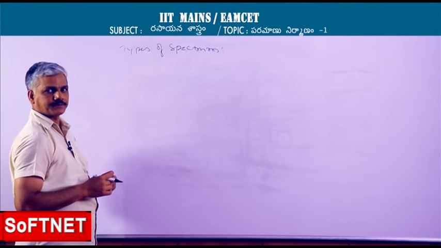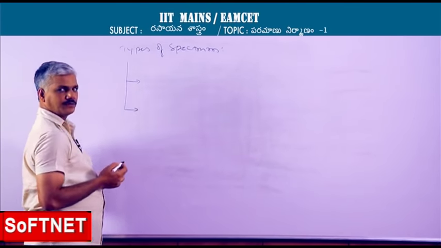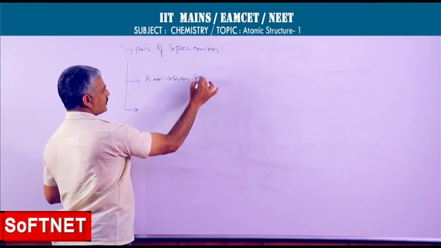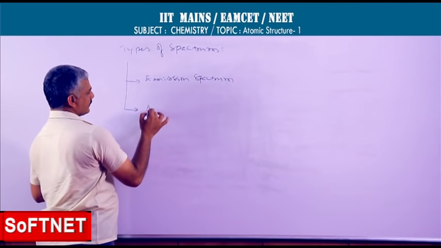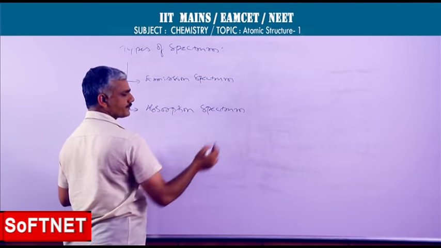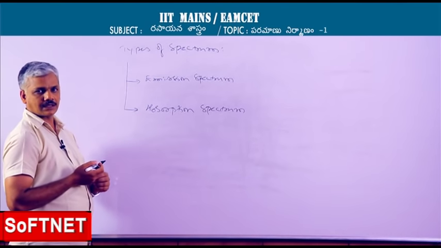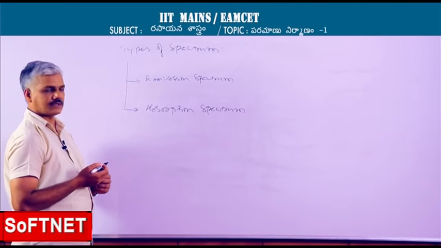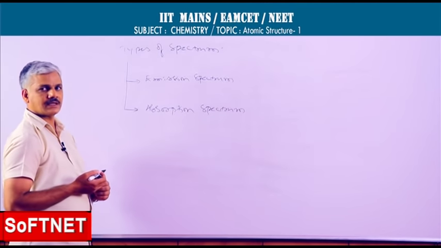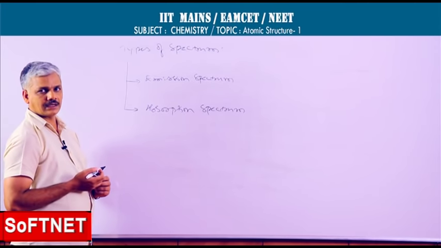Types of spectrum. Broadly, any spectrum is classified into 2 types as emission spectrum and absorption spectrum. If the light emitted by the source of radiation is directly analyzed and the spectrum is recorded, then it is called as emission spectrum. In emission spectrum, spectral lines will appear very bright as the radiation is directly analyzed and recorded.